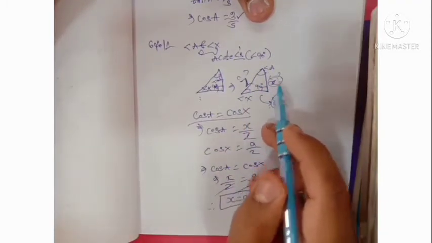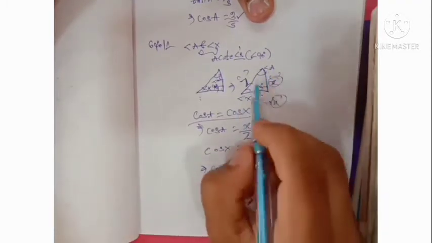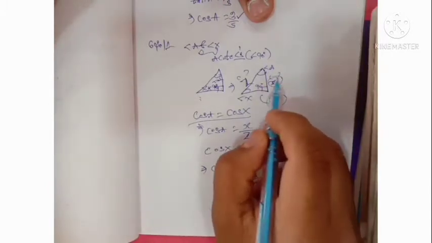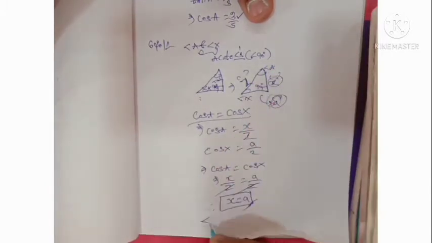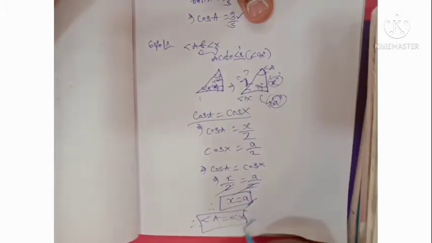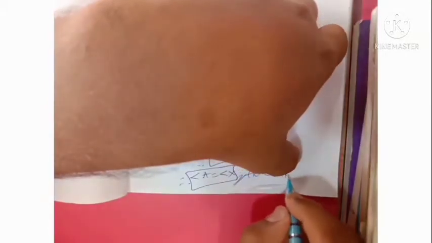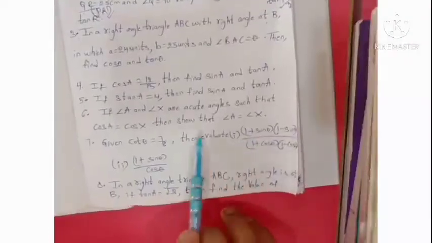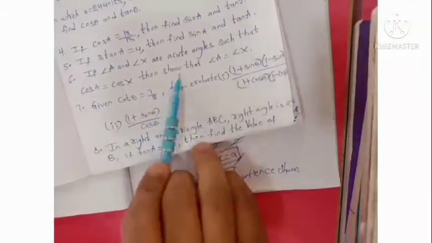If opposite lengths are equal, then angles are equal. This and this length are equal, then this angle and this angle are equal. You can say angle A is equal to angle X. Hence shown or hence proved. Hence shown, you can say. See what they given in question, that only we should write. Show that given, hence shown. If prove, then it's proved.